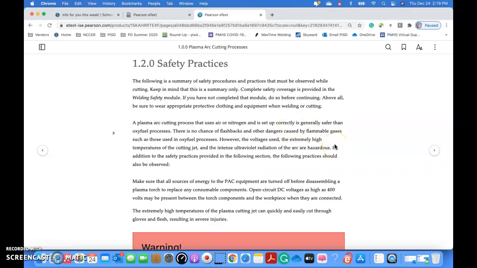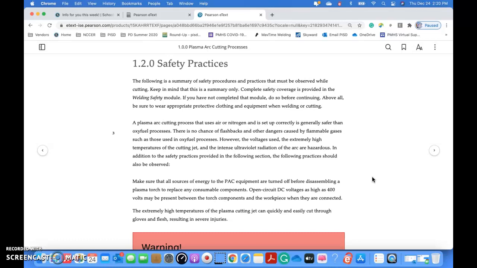Safety practices. The following is a summary of the safety practices and procedures that must be observed while cutting. Keep in mind this is only a summary. Complete safety coverage is provided in the welding safety module. We've already covered that. That was module 1. If you have not completed that module, do so before continuing. That's not us. We've finished it. Above all, be sure to wear appropriate protective equipment, PPE, when welding and cutting.